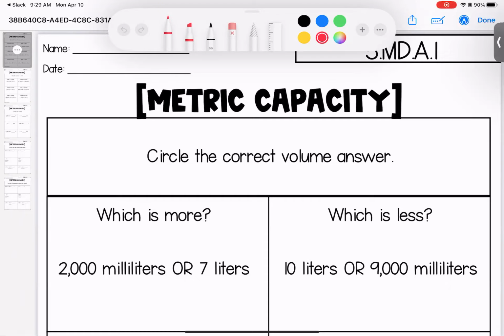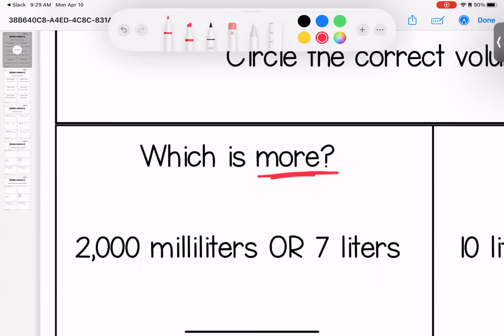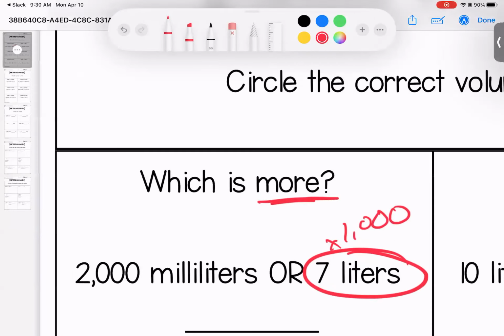And our first one is circling which is more or which is less. Make sure you're reading the directions carefully. First one, which is more, 2,000 milliliters or 7 liters. There's 1,000 milliliters in a liter, which means that 7 liters or 7,000 milliliters is more.